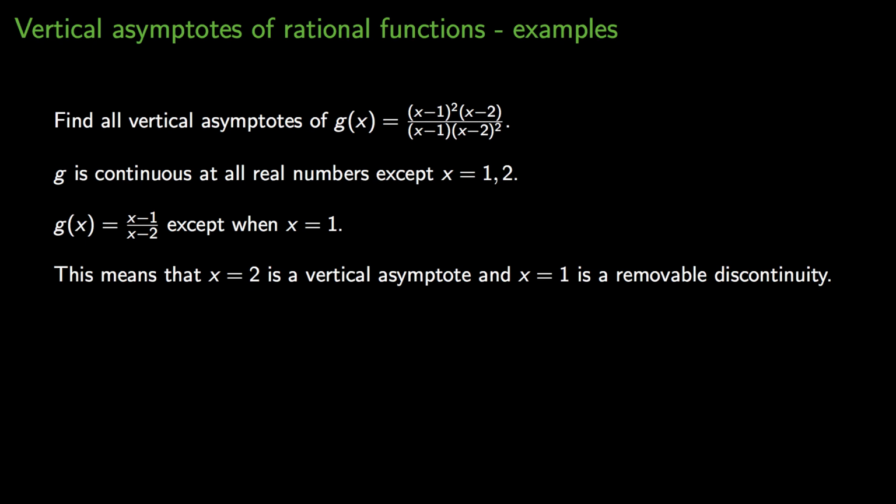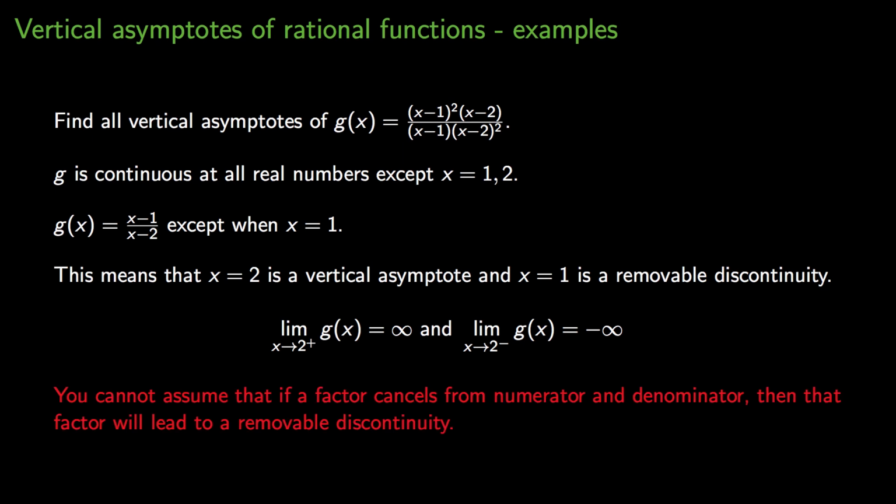Therefore, x equals 2 is a vertical asymptote, x equals 1 is a removable discontinuity. This problem is over. So if you were to analyze this function with a table of values, you would find out that from the right, the limit as x approaches 2 from the right of this function is actually positive infinity, and the left-hand limit as x approaches 2 of g of x is equal to negative infinity. And if you remember the fancy formal definition of what a vertical asymptote is, this is what it means to have a vertical asymptote at 2.